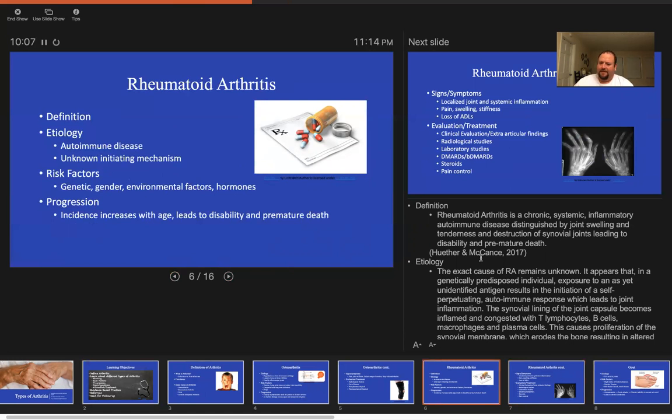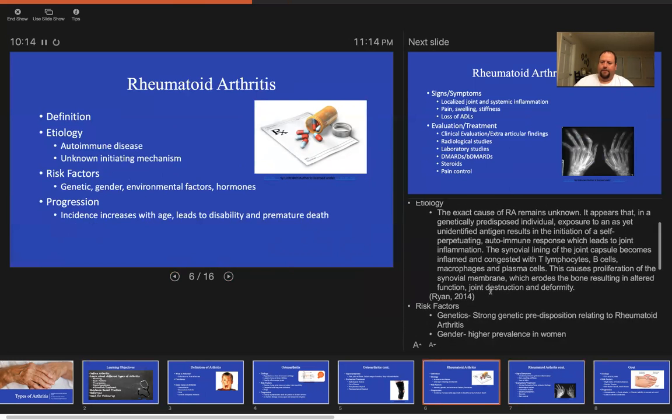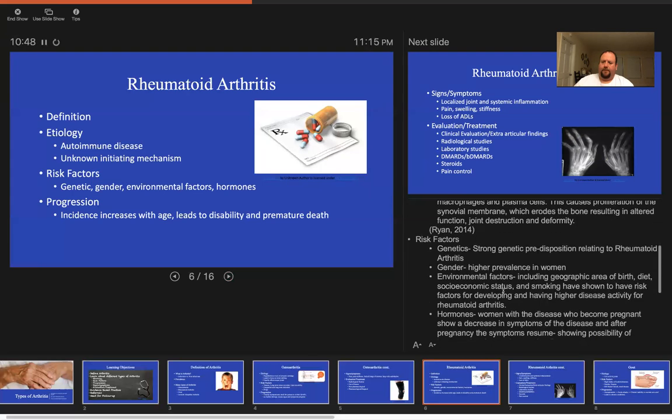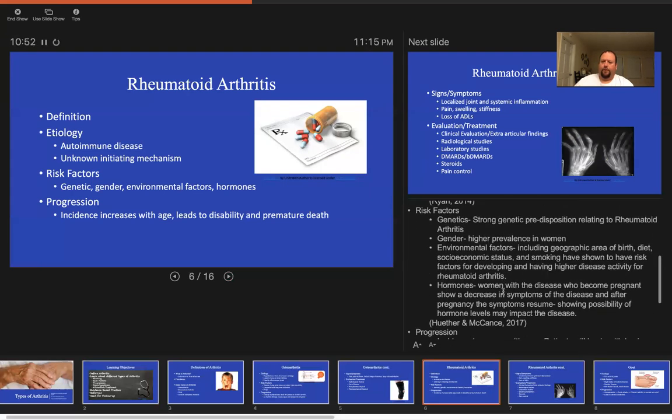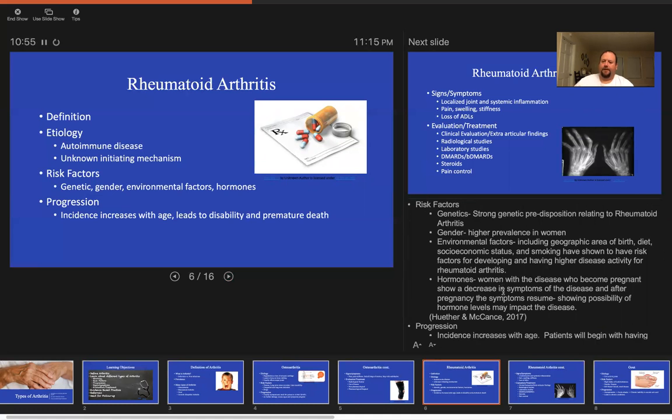So there's no exact cause. It is autoimmune, but it appears that patients are genetically predisposed. There's no antigen that can be identified, and it leads to the synovial lining of the joint becoming inflamed and congested with T lymphocytes, B cells, macrophages, and plasma cells. The result of this is proliferation of the synovial membrane, which erodes the bone, resulting in altered function, joint destruction, and deformity.